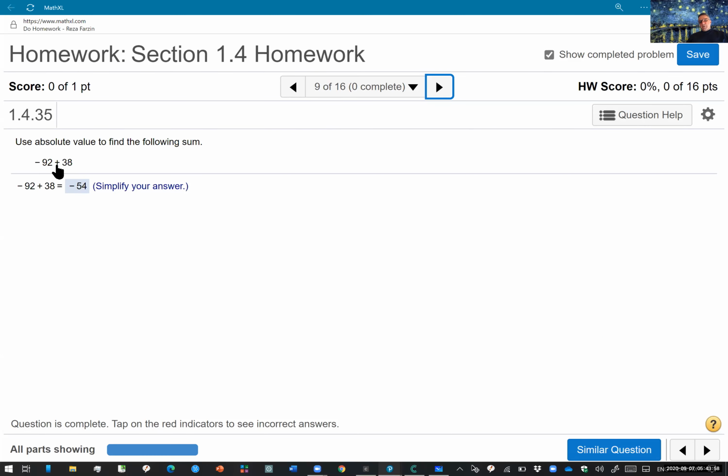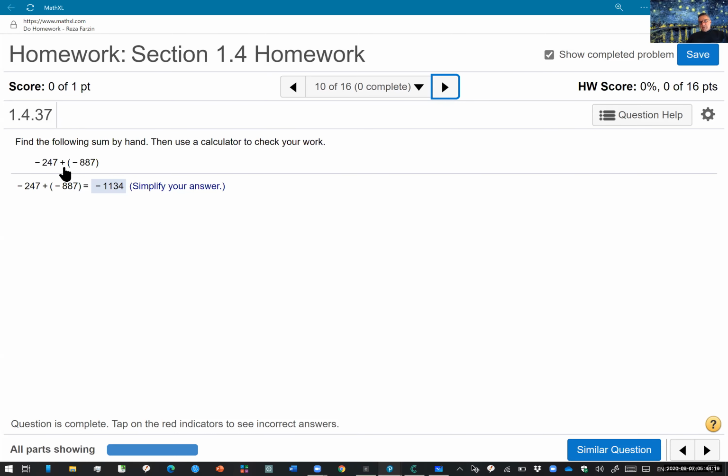Easy, right? What's the operation? They're different signs, right? What's the operation? Subtraction. When you subtract, you get 54. Why do you keep the negative? Because that's the sign on the left of the larger number. You see how it goes? Very easy.